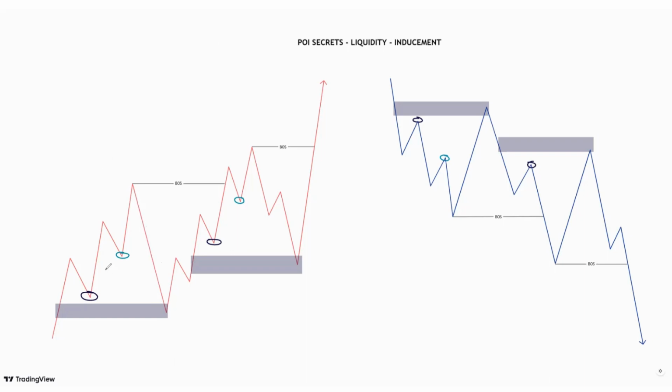But yes, as I've said on this one, I'm on liquidity inducement and POIs, point of interest, right? So your point of interest, most of the time, has to be just below this point, because that's where the price will gain much strength and push upside, right?